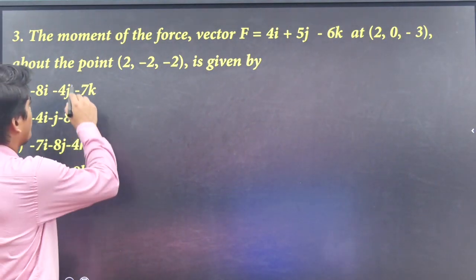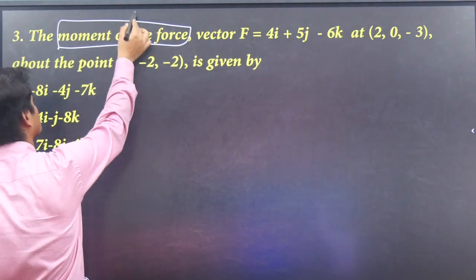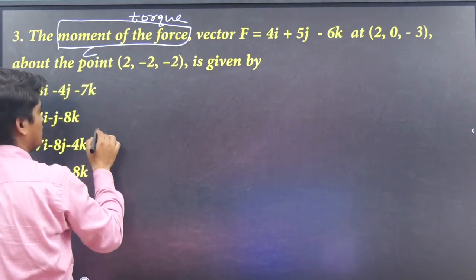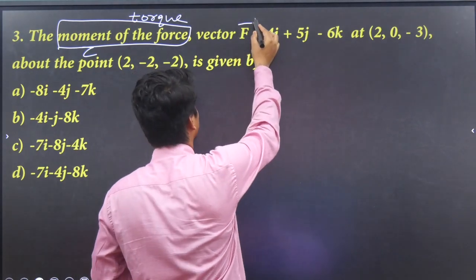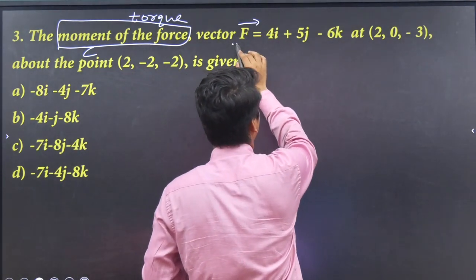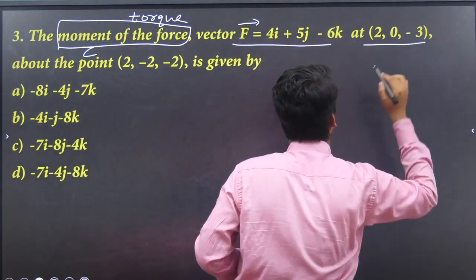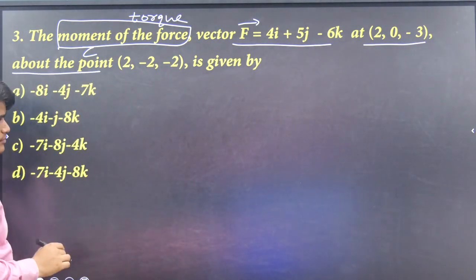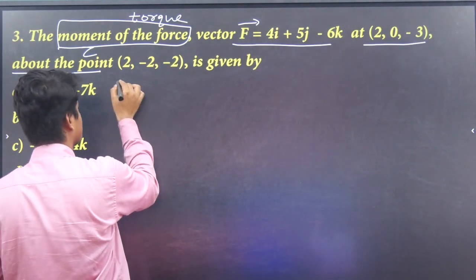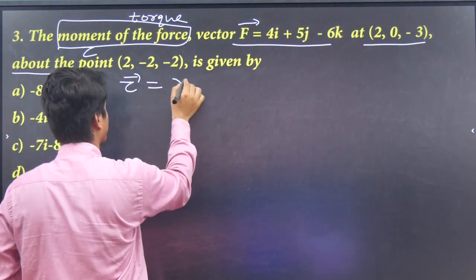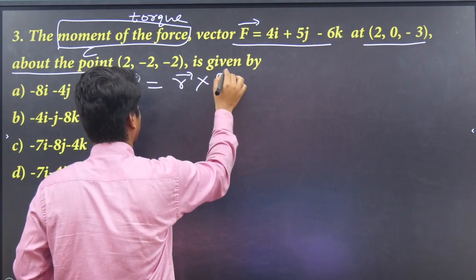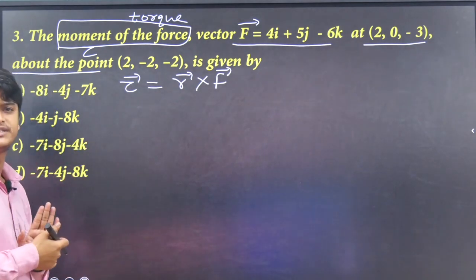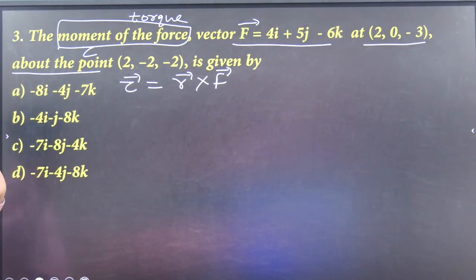Now here, the moment of force. Remember, torque is also called moment of force. That means they are asking for the torque of a force vector. The force vector F is given, and an at point and an about point are given. Now listen, try to understand. Basically we need to find torque, but torque is R cross F. We need to find R and F. F is already given, but for R they have given some points. Then after some options they are asking to find the torque.